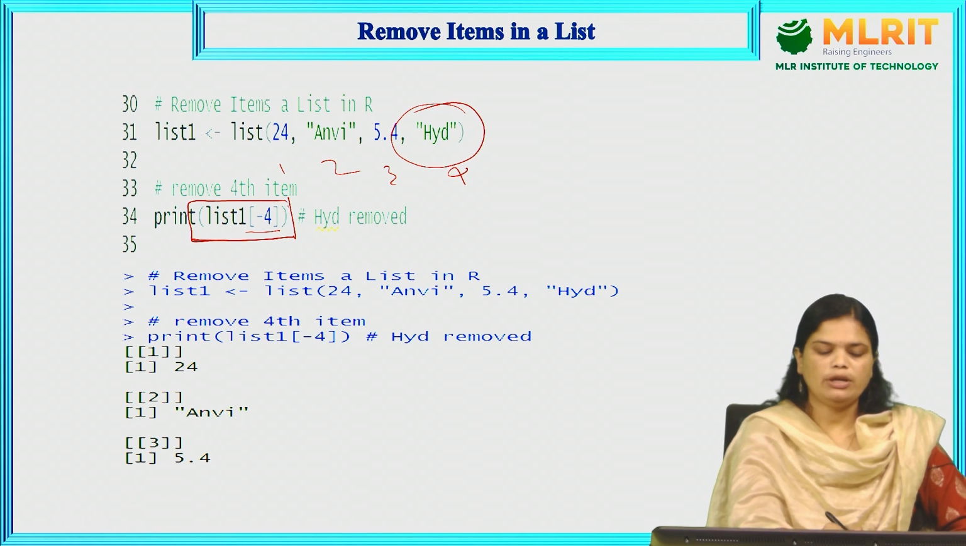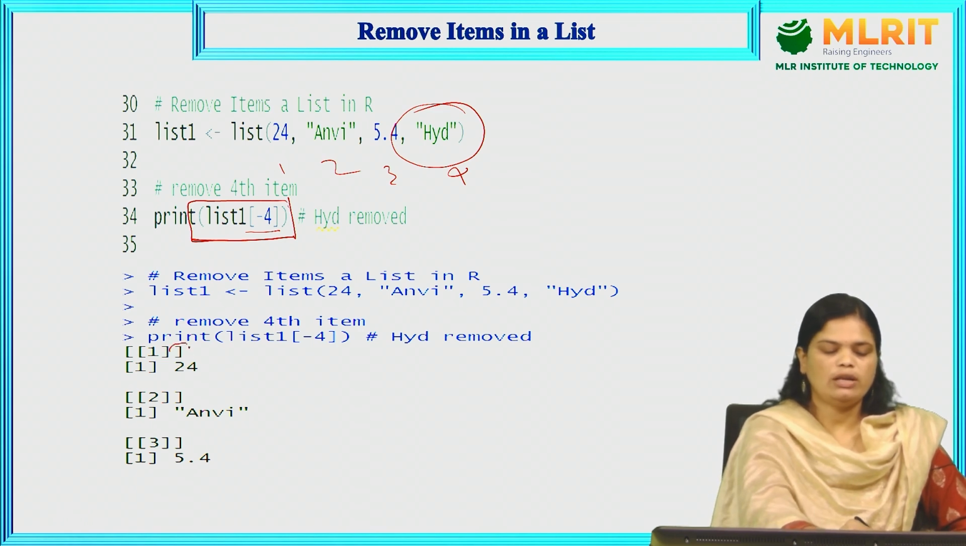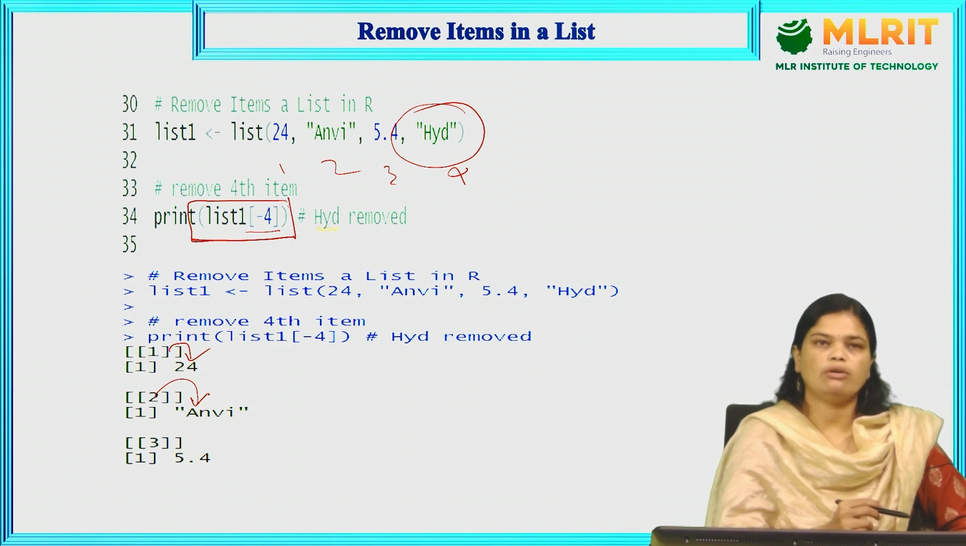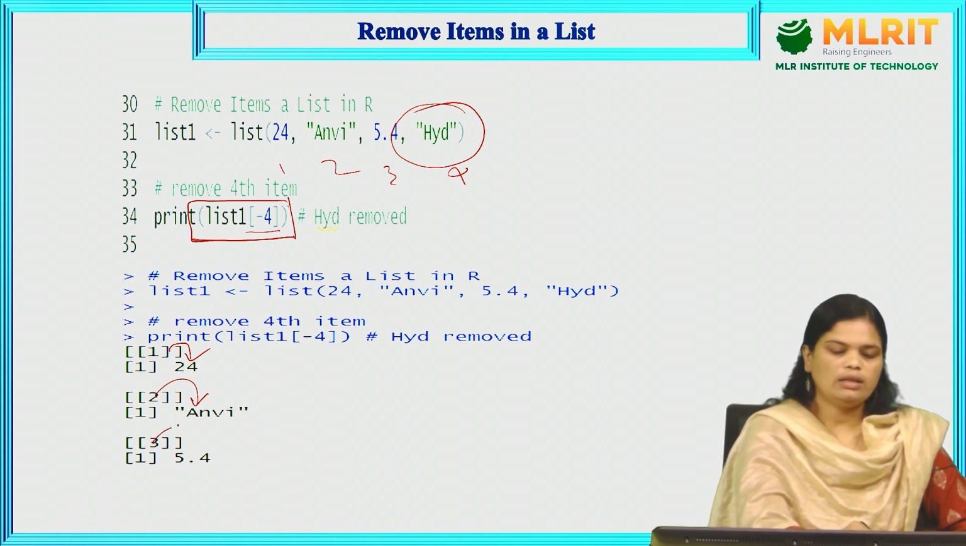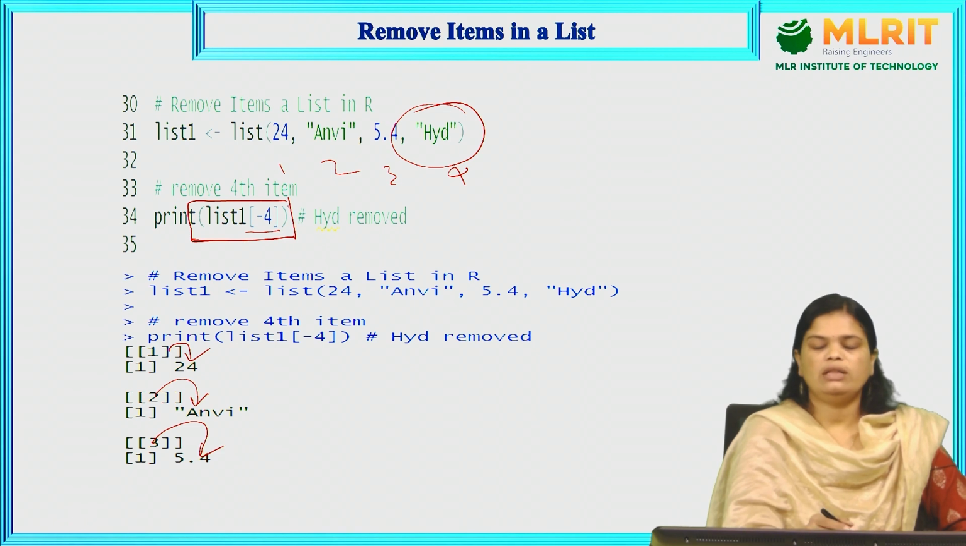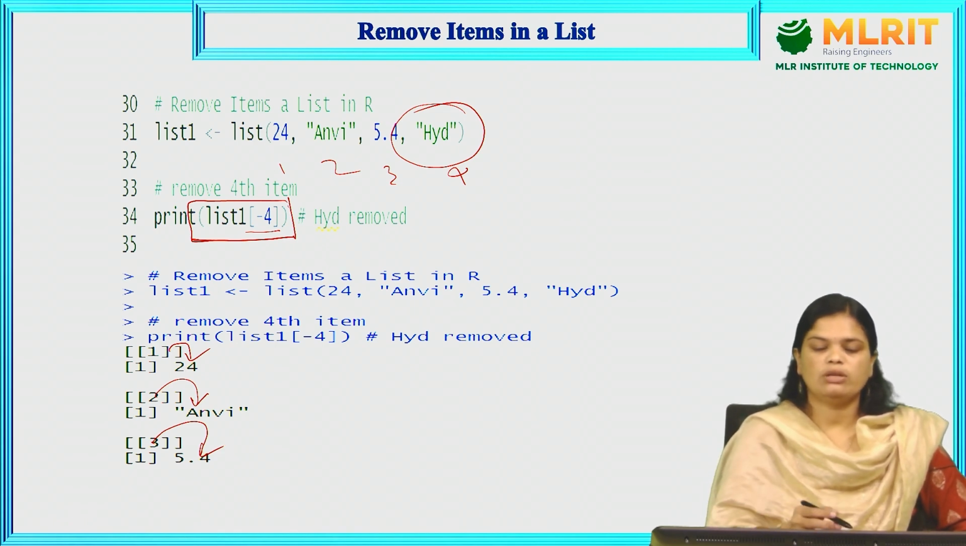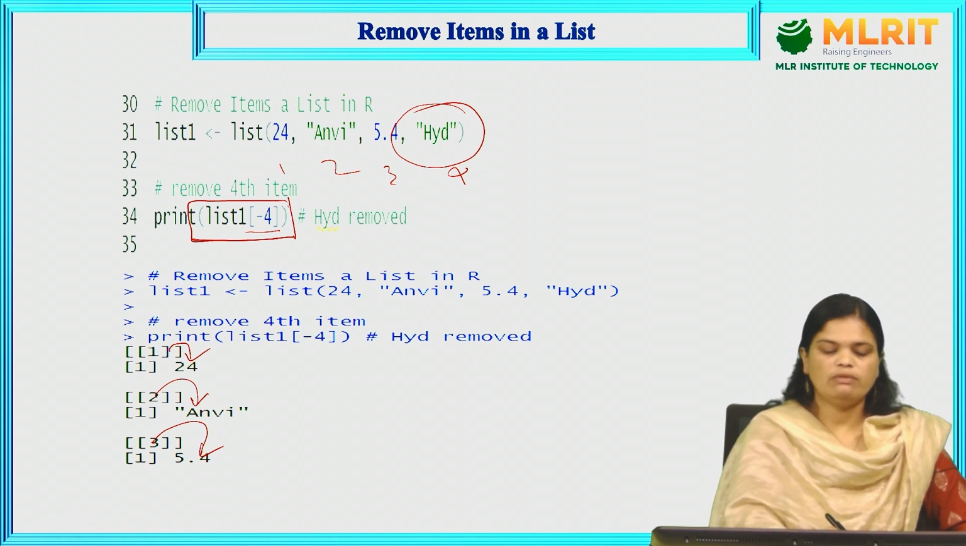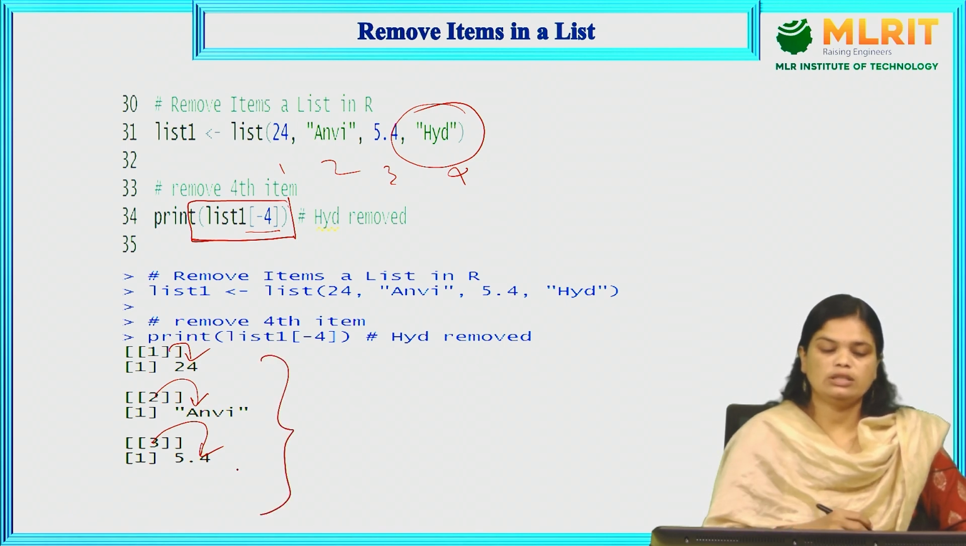Now I am trying to print the data. In the index value 1 I have got the data 24, in the index value 2 I have got the data Anvi, and in the index value 3 I have got 5.4. I don't have anything in the index value 4 because I have removed it. Nothing will be displayed. List1 has only these data.